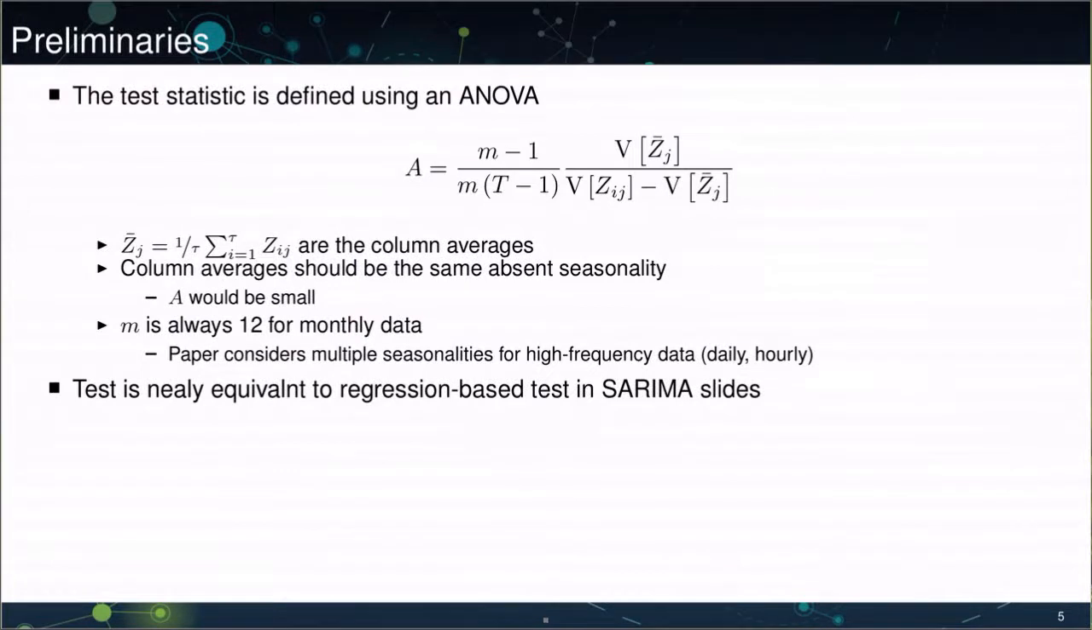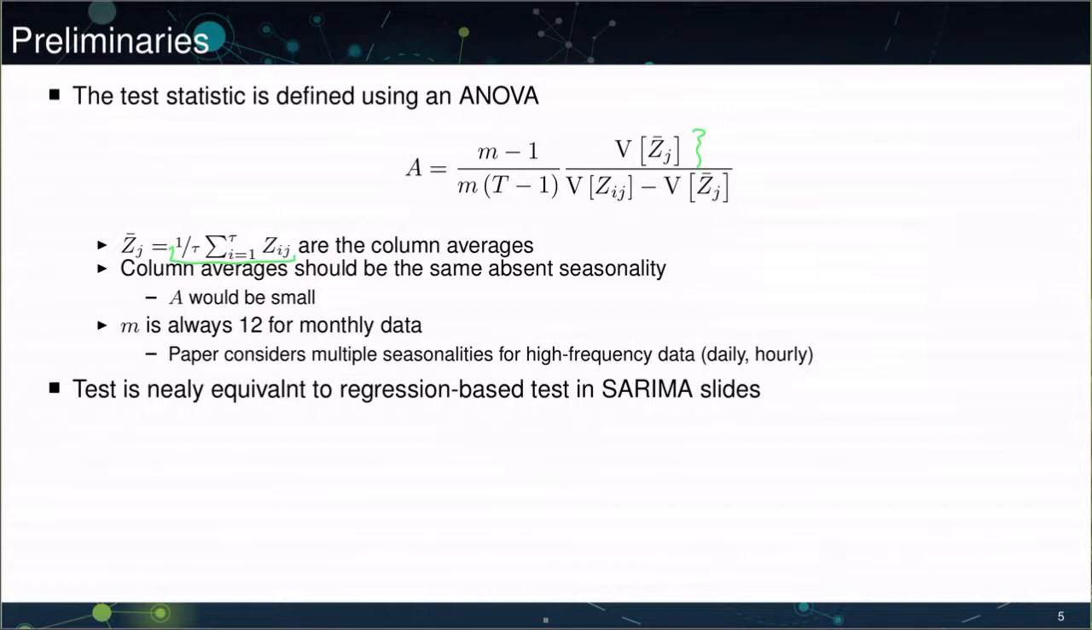To test for seasonality, the authors use an ANOVA test. That stands for analysis of variance. It's extremely similar to the test we saw in the SARIMA lectures. Here, we need to compute two statistics. The first is the variance of Z bar J. So we can see there's no I. I are the rows and J are the columns. So these are going to be the variances of Z bar J, where first we've averaged around each column. These are going to be, of course, the average seasonal effect.